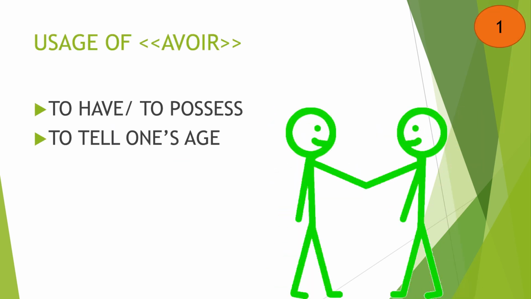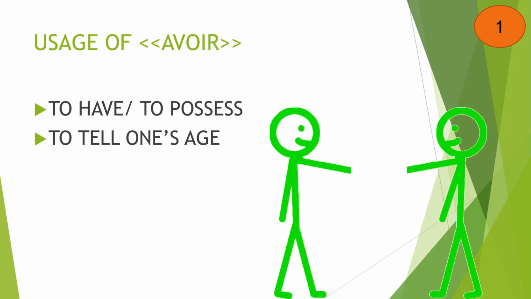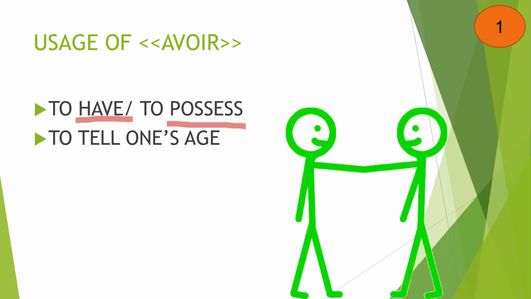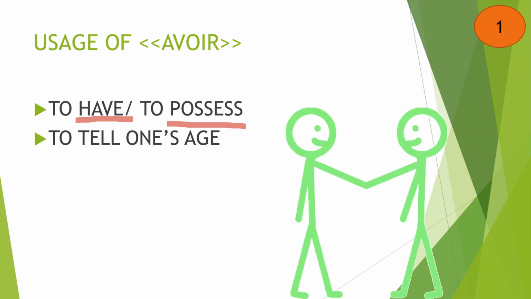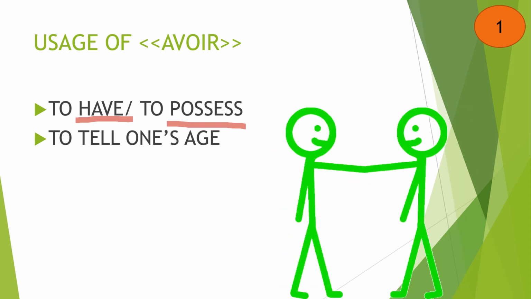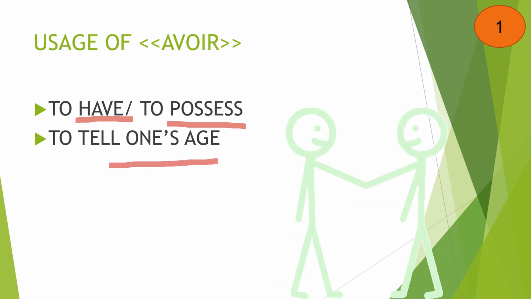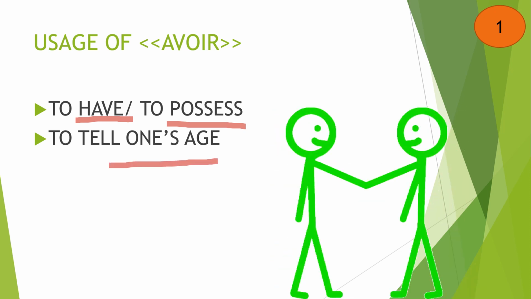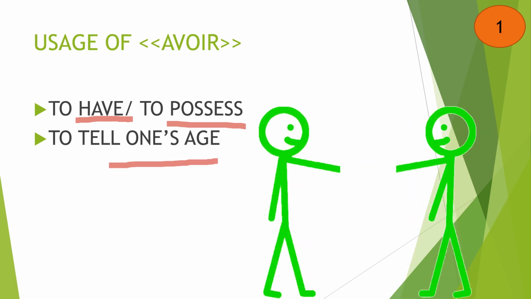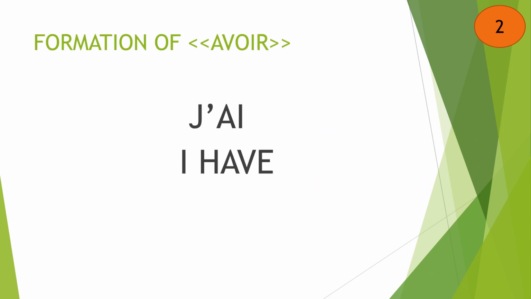Avoir is used when you want to tell what you have or what you possess. For example, I have a dog, I possess a dog, or I have a cat. Avoir is also used to tell one's age. In French, we don't say, I am 10 years old. Instead, we say, I have 10 years. That's how you tell your age in French.